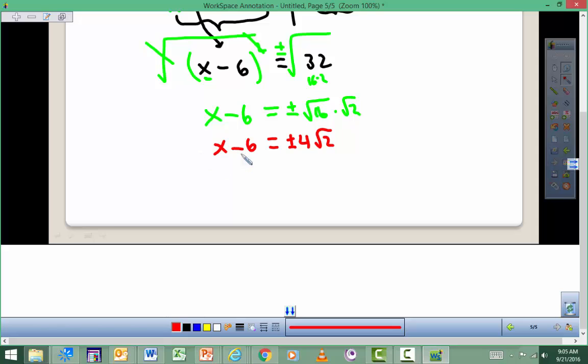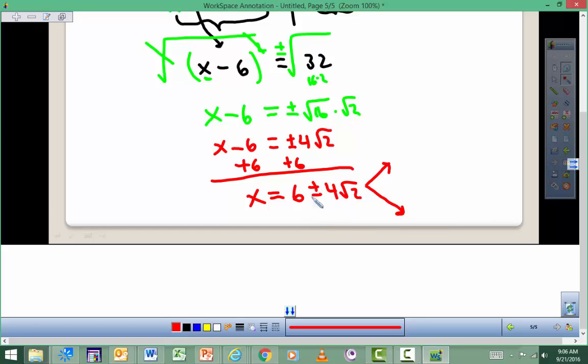The left side is the same. And the final step to solve for x, I just need to move the 6. So I'm going to add 6 here, and I'm going to add 6 over here. So I get x is equal to 6 plus or minus 4 square root 2. Now please understand that this is two different answers. If you were to plug this in your calculator, on the one hand, you would use the positive 4 square root 2 and then add it to 6. The second answer, you'd take 6 and subtract 4 square root 2.